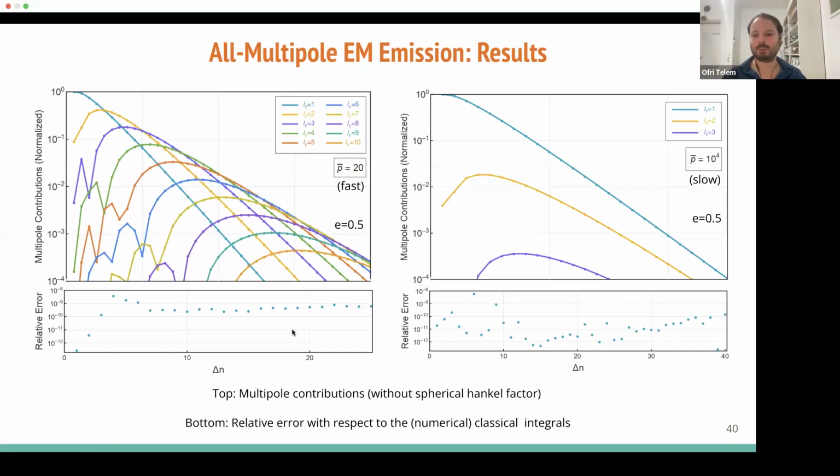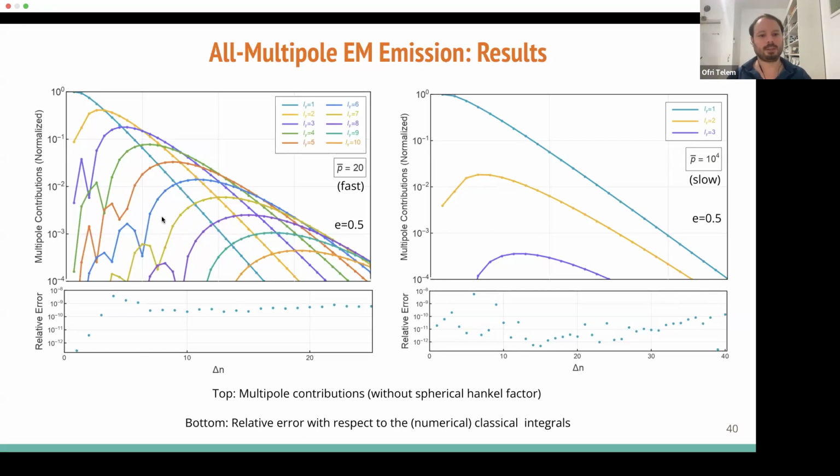You can see the error from numerics, which is just a function of how many terms we took, in this relative error plot. And what I'm showing here is the different contributions from different multiples. On the right panel, you see slow motion. In slow motion, the dipole is always going to dominate over anything. The blue is the dipole, and it's way dominating over anything else. On the x-axis, we have the harmonic. If you're in a circular orbit, you're going to have one single harmonic. If you're in an eccentric orbit, you're going to have many different harmonics.